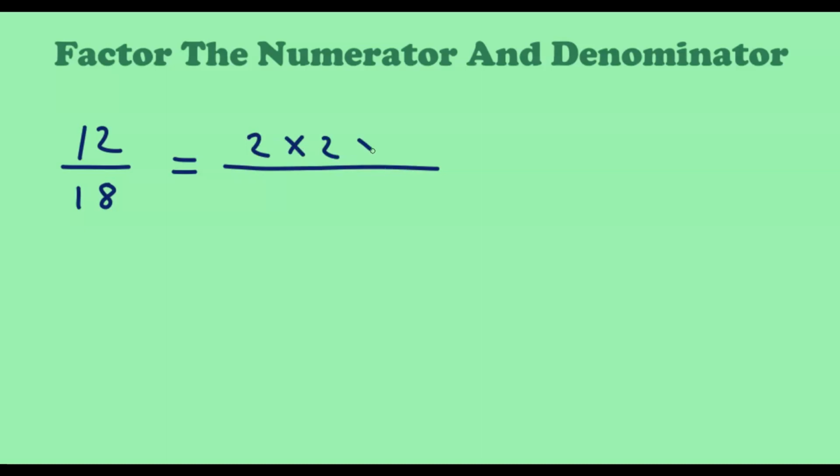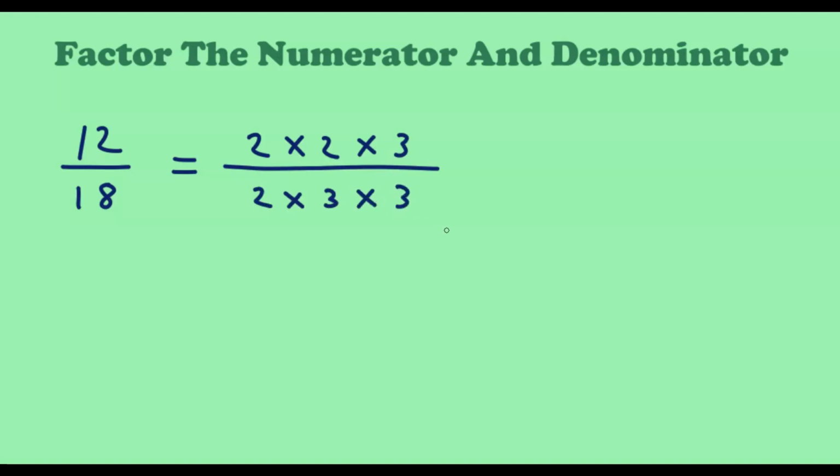Another method we can use to simplify fractions is to factor the numerator and the denominator. So let us consider the fraction 12 divided by 18. Now, if we draw a factor tree like we did just a bit earlier, then we can see that 12 is equal to 2 times 2 times 3, and 18 is equal to 2 times 3 times 3.